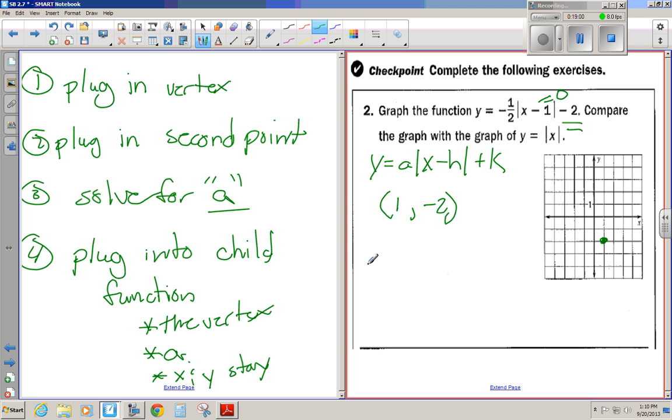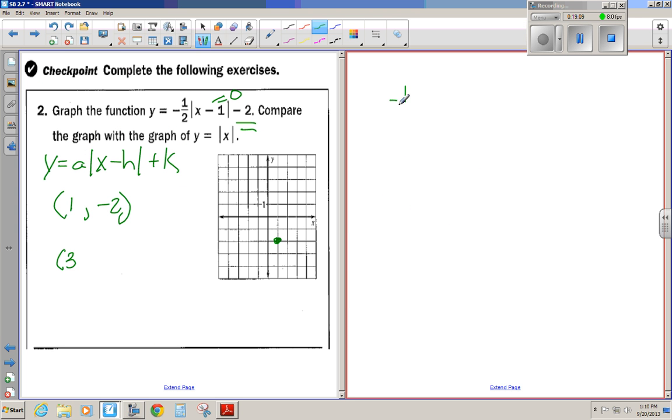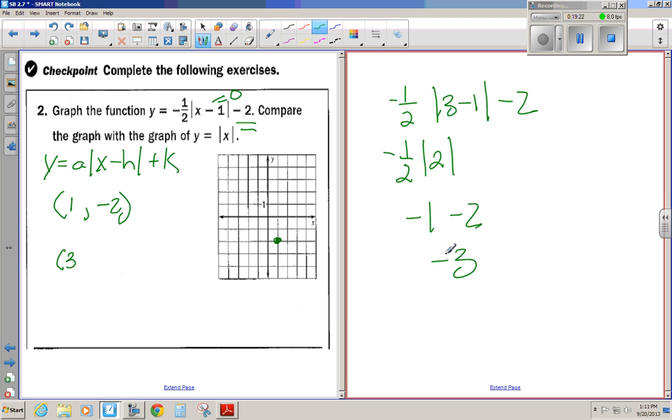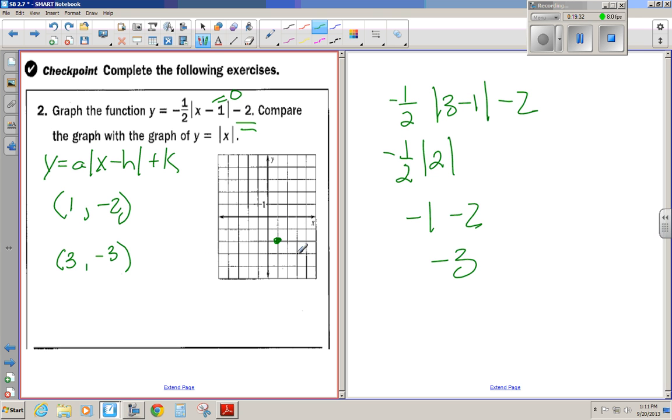Let's find a second point. So let's put in here a 3. If you put a 3 into the equation, negative 1 half times the absolute value of 3 minus 1. That's negative 1 half of 2, which becomes negative 1, minus 2, negative 3. So when you put in 3, you get negative 3. That means if you were to go the other way, you'd have a point on the other side as well.